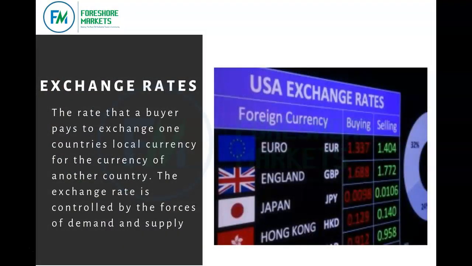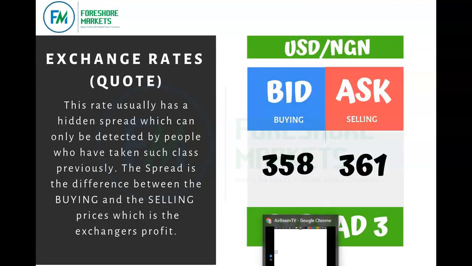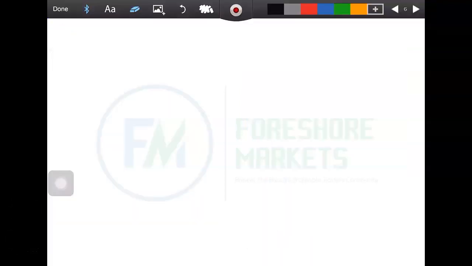Now, an interesting thing about Forex is that you always have exchange rates. Whenever you talk about Forex, for example the Naira to the dollar, you talk about the exchange rate. When you talk about the euro to the dollar, you talk about the exchange rate. The exchange rate of any currency pair, and it always comes in pairs: dollar-Naira, euro-dollar, Canadian dollar-Japanese yen. The rate at which a buyer pays to exchange one local currency for the local currency of another country is the exchange rate. This exchange rate is determined by the forces of supply and demand. So what does an exchange rate look like? This is what an exchange rate looks like.